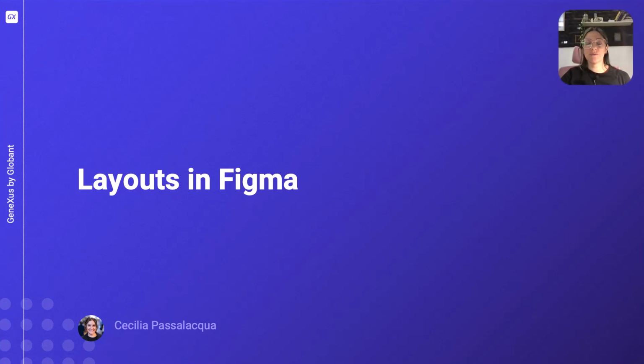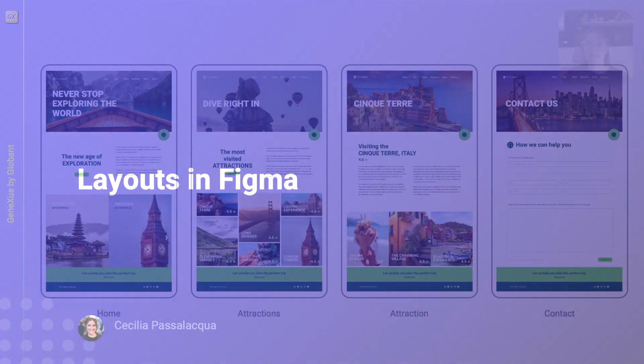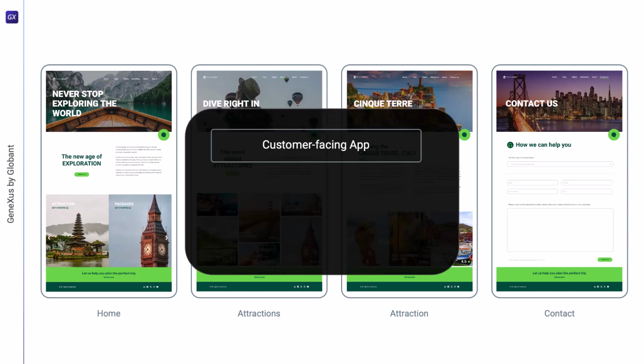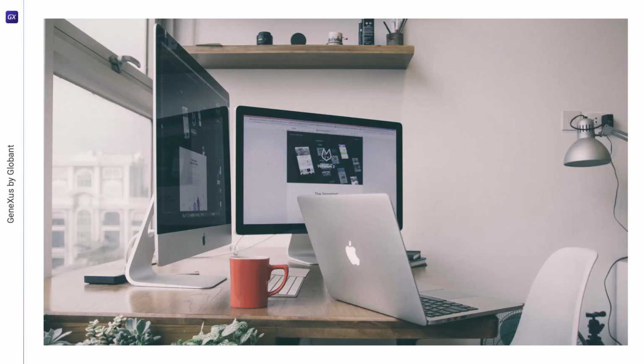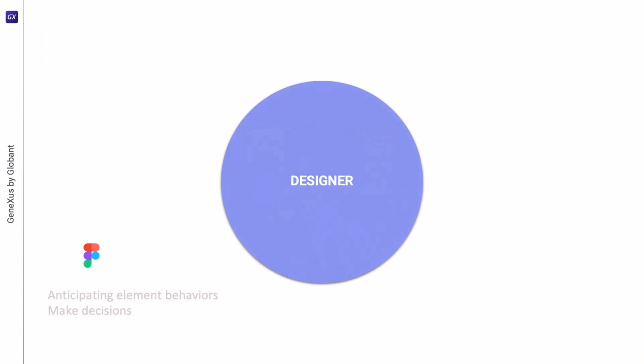In this class, we're going to talk about layouts in Figma and what happens to the design when we have small variations in the width of the screen. From the beginning of the course, we know that we're designing a customer-facing application that will be developed in Angular for desktop size. What we don't know, and we can't know, is the exact size of each desktop screen that will display my application in the future, as in this case, where we see three screens that possibly have small variations in size between one and another.